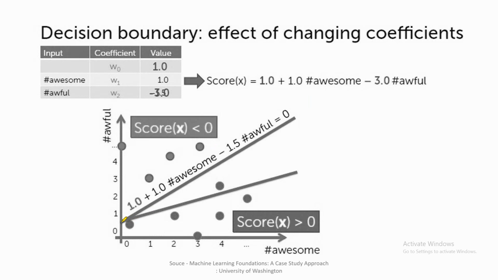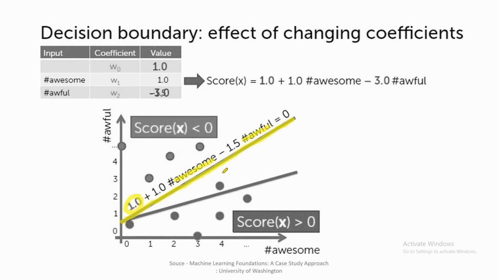What I'm saying is, this was my first model, where I have also included this intercept 1.0. Earlier the intercept was 0. Now I have also included one intercept term 1.0. The coefficient of awesome is 1.0, and the coefficient of awful is 1.5, and it has correctly predicted the above points as negative and the below points as positive.